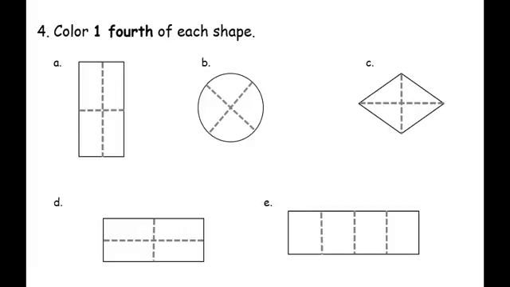So here we're going to color in 1/4 of each shape. So I'll color 1 of the pieces in each shape. So that 1 piece that's been colored would be considered 1/4.